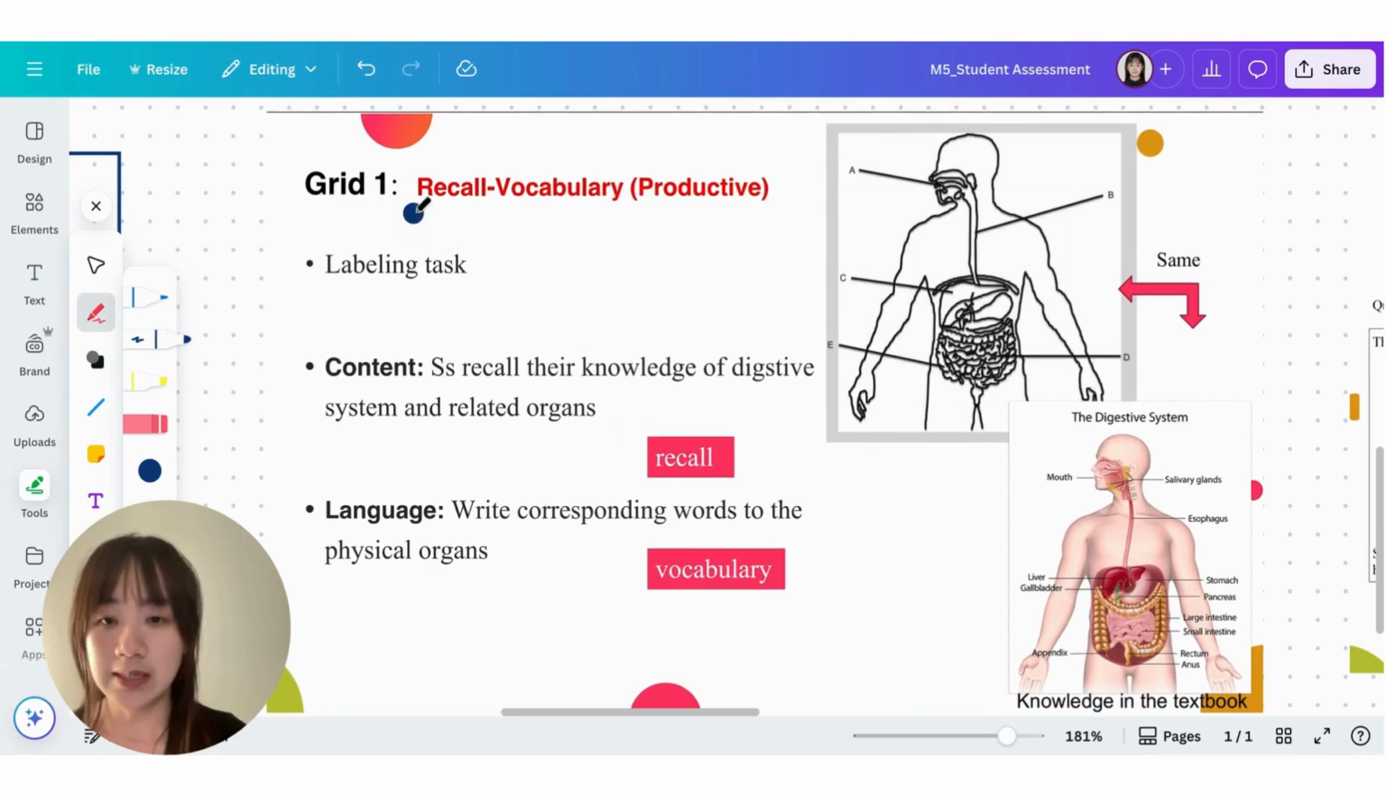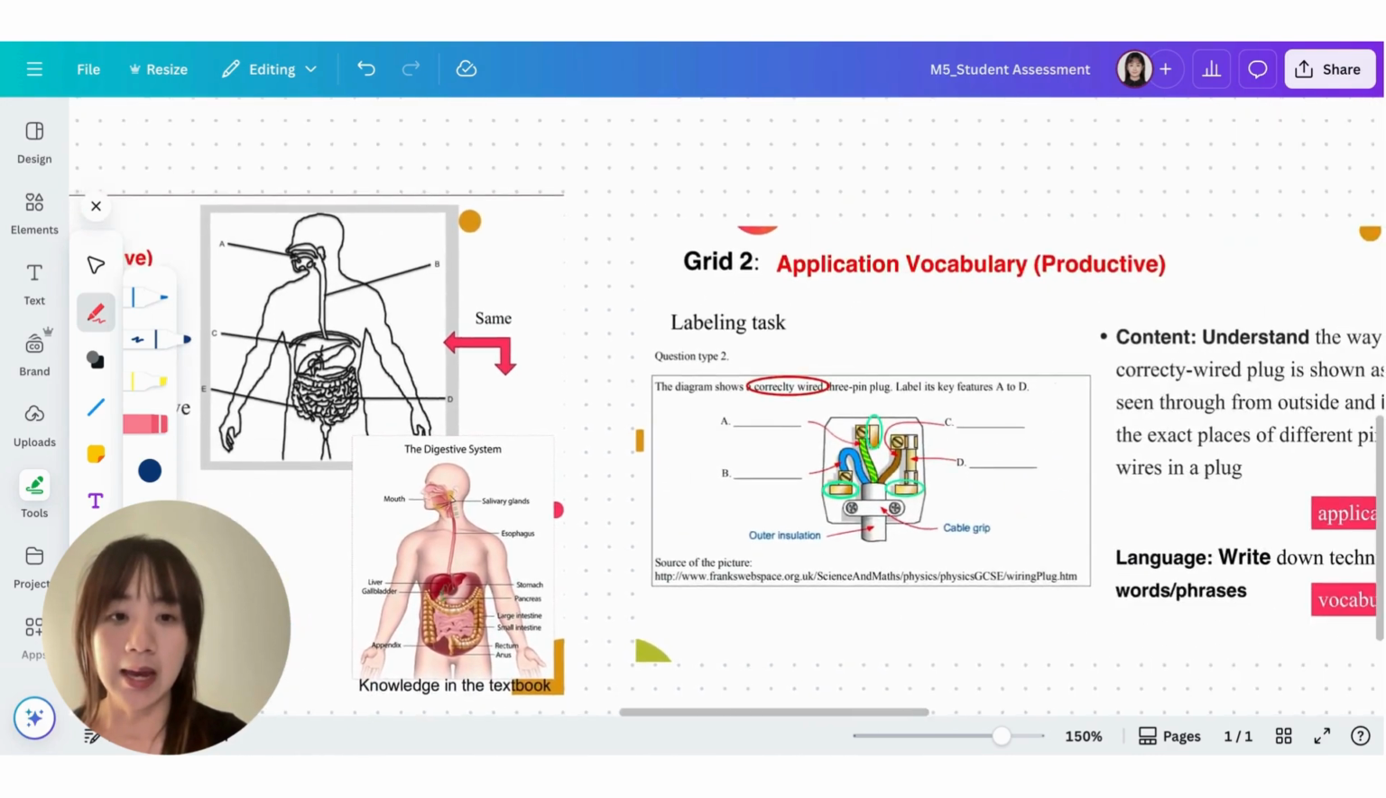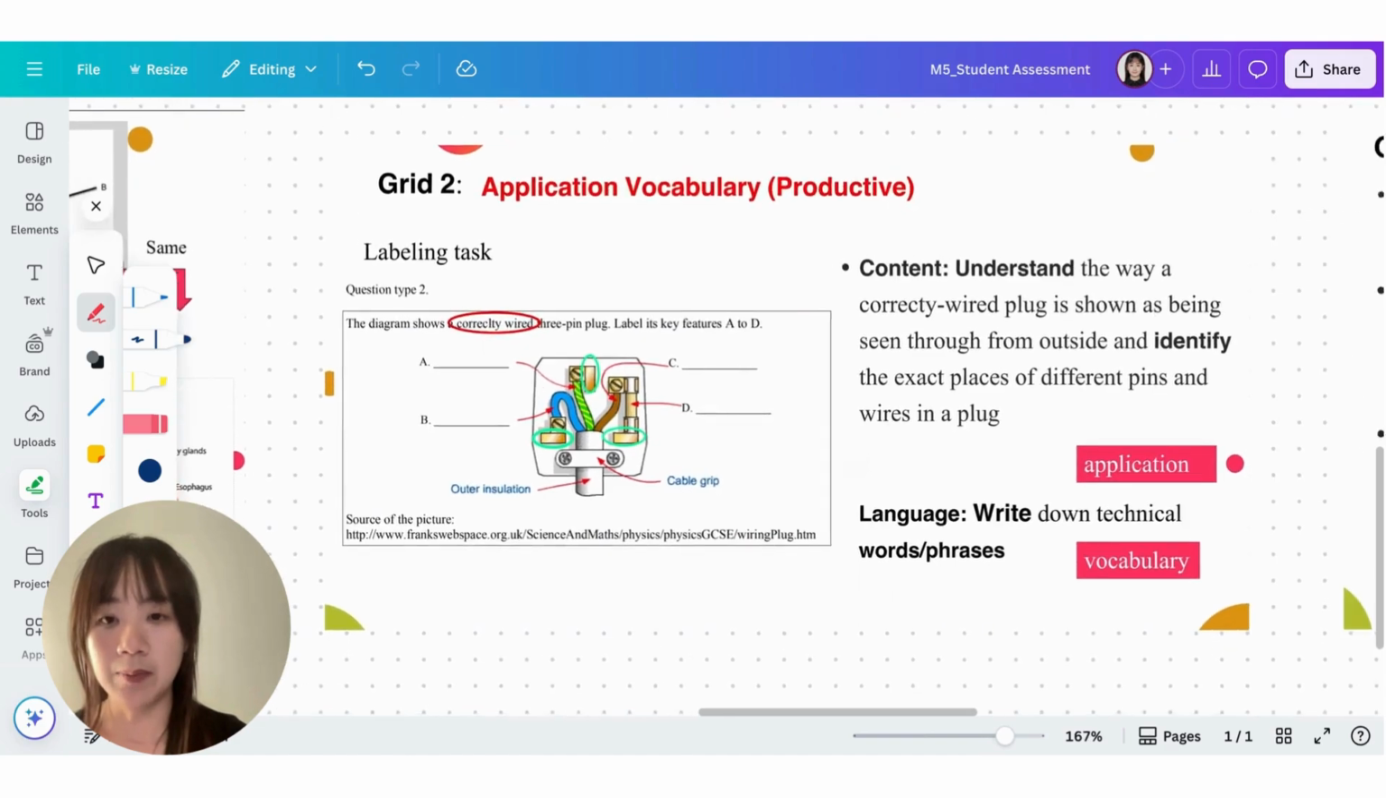So what they designed first is about recalling vocabulary. They ask students to label the parts of the body using the vocabulary. So this requires students first to remember what the vocabulary means, and second, to memorize the corresponding vocabulary with the body parts. And let's look at the second example.